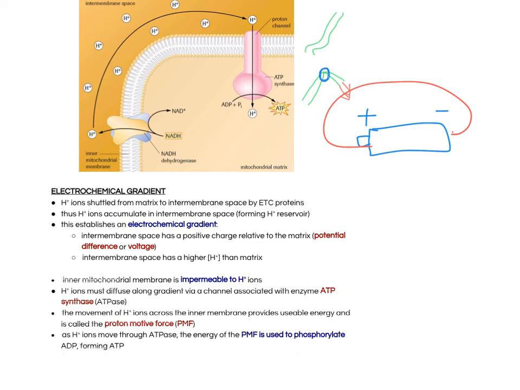So as our hydrogen ions move through ATP synthase, that generates the proton motive force. And what is it being used to do? To phosphorylate our ADP into becoming ATP. So that is the last bit.